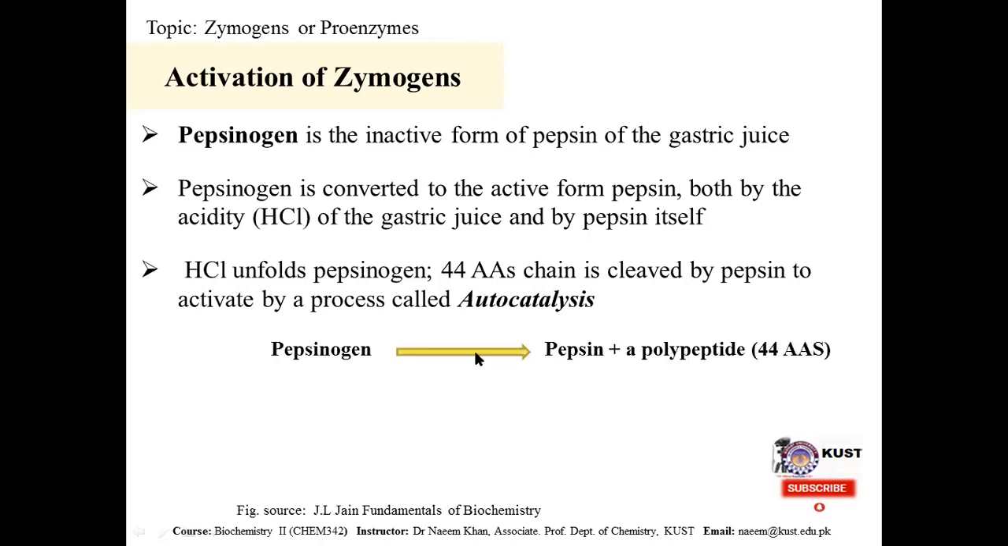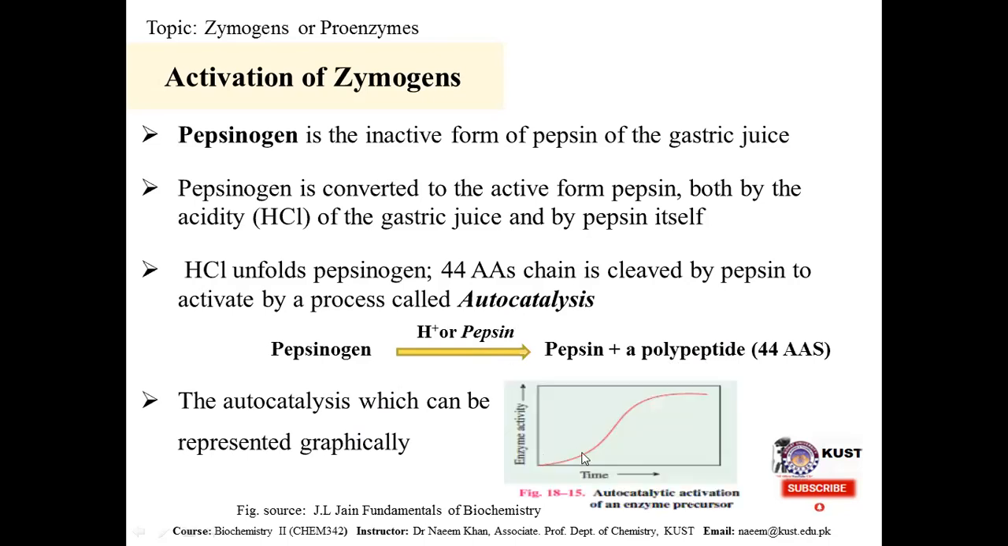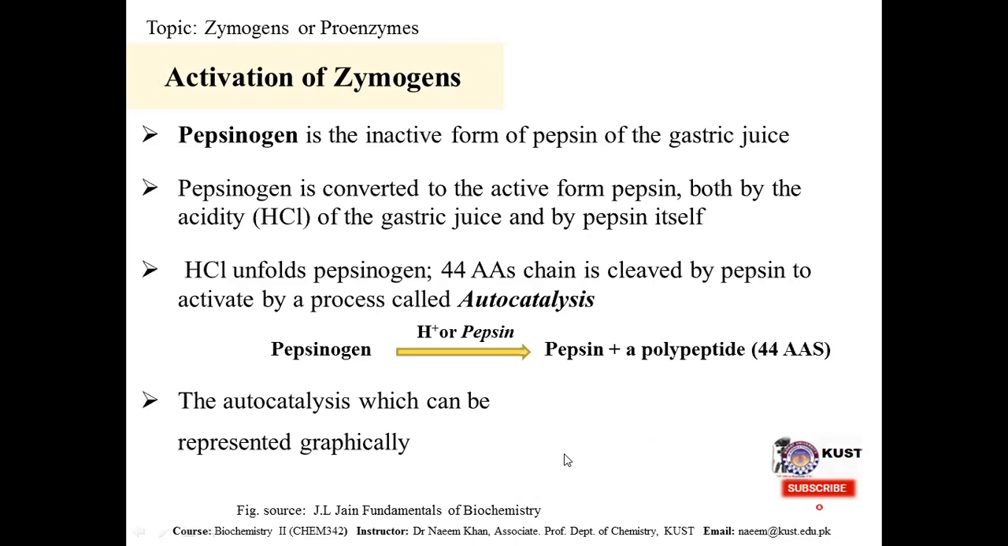This is pepsinogen conversion to pepsin, and a polypeptide of 14 amino acids will be broken down, and this requires hydrogen ion and also pepsin itself. This autocatalysis of the enzyme, meaning activation by itself, can be represented by a graph. Here the enzyme activity is shown against time. With time, the enzyme activity increases, meaning activation occurs. But whenever the enzyme is fully saturated with the substrate, its activity becomes constant. Like this, look, enzyme activity increases, but here it becomes constant because the enzyme is now fully saturated with the substrate.